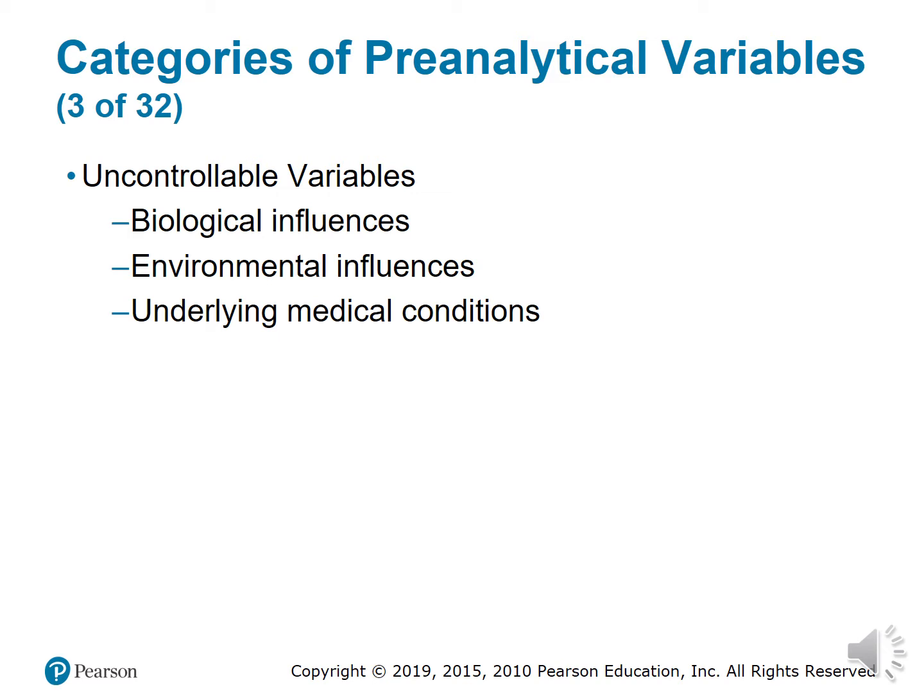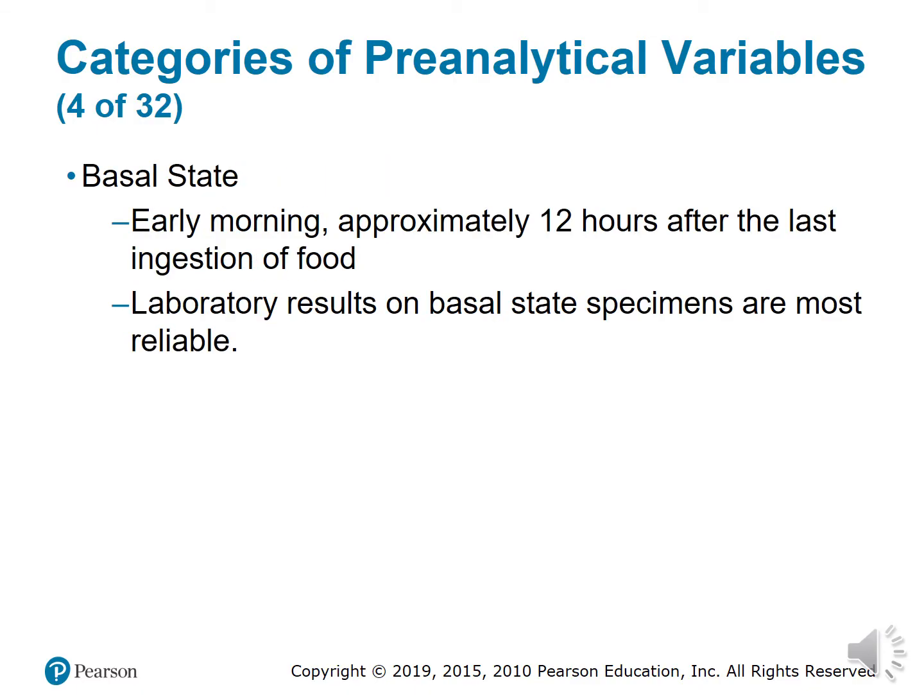Some major physiological variables that are controllable and can affect the results of laboratory analytes include diet, lifestyle, exercise, posture, travel, and prolonged bed rest. Basal state. Blood specimens used to determine the concentration of body constituents such as glucose, cholesterol, triglycerides, electrolytes, proteins, and so on should be collected when the patient is in a basal state, which is collected in the early morning 12 hours after the last time the patient has eaten.